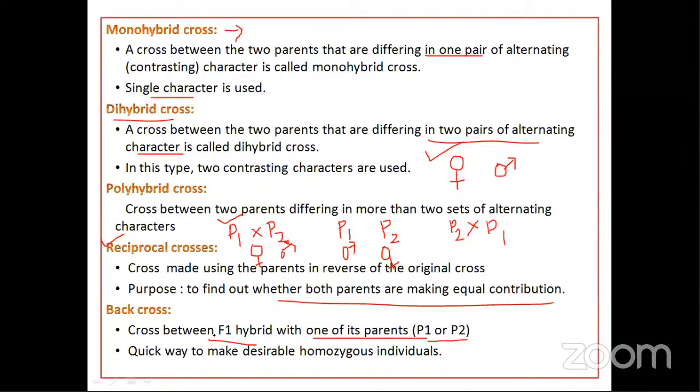Whenever you are crossing the F1 with the recessive parent only, that condition will be called a test cross. Exactly, test cross. Good. So that condition will be called a test cross.